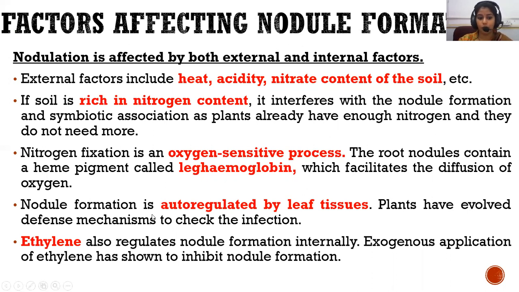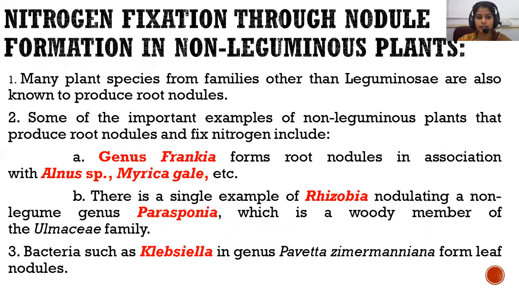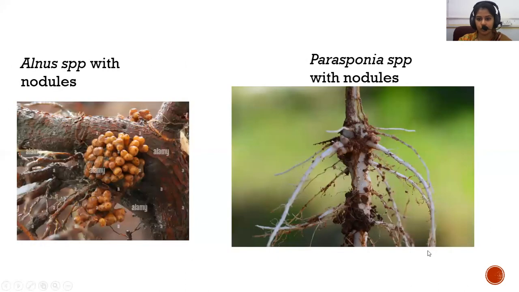Here we can also speak about the autoregulation shown by the plant tissues, where the rhizobium is detected as foreign material, so the plant immune system tries to resist these nitrogen fixing organisms. Also, ethylene, which is the ripening hormone, can regulate nodule formation externally. Now, what about nodule formation in non-leguminous plants? Nodule formation usually happens in leguminous plants, but non-leguminous plants are also able to produce nodules, as with Frankia. Rhizobia also produce nodules in non-leguminous plants such as Parasponia, and Tremble can also produce nodules. So this is how these species produce nodules in the plant.